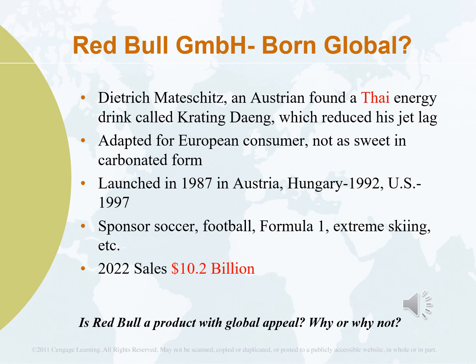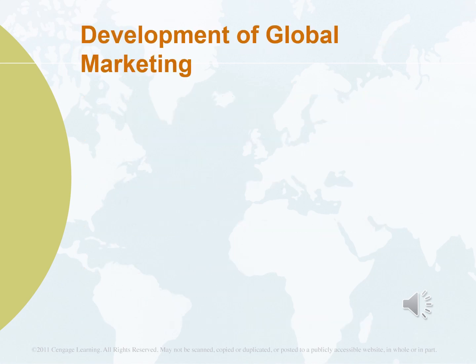He launched his company in his home country of Austria, and then in 1992 to Hungary, and in 97 to the United States. Now they're sponsoring soccer games, football games, Formula One car racing, extreme skiing, all those extreme activity adventures, etc. What we have seen. Their 2022 sales is 10 billion US dollars. Not too bad, just for a drink. You can look at the website if you need more.